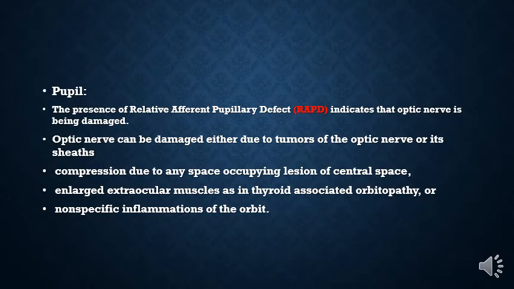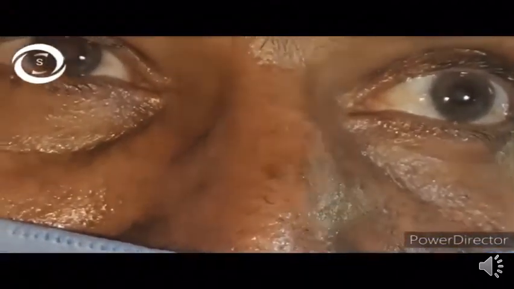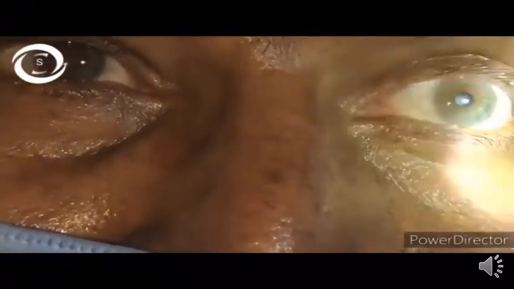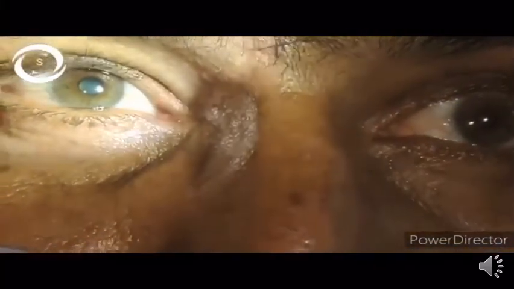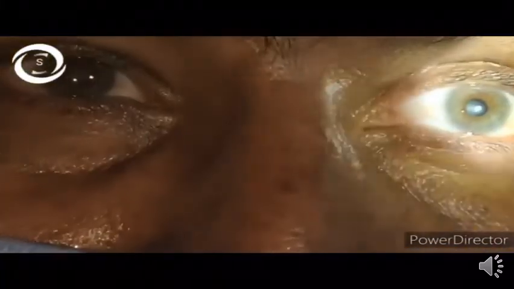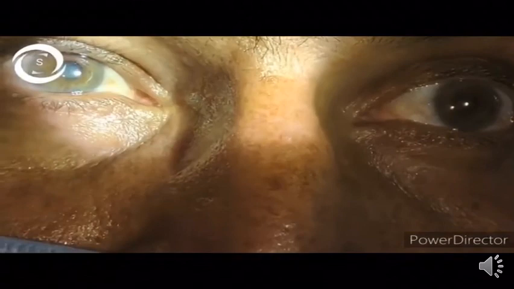Examine the pupil for the presence of any relative afferent pupillary defect because it indicates that the optic nerve is being damaged. So this is a video demonstrating the relative afferent pupillary defect. Normally when a light is thrown into the eye, the pupil has to constrict. But when there is a relative afferent pupillary defect, it dilates. I'll show you this.